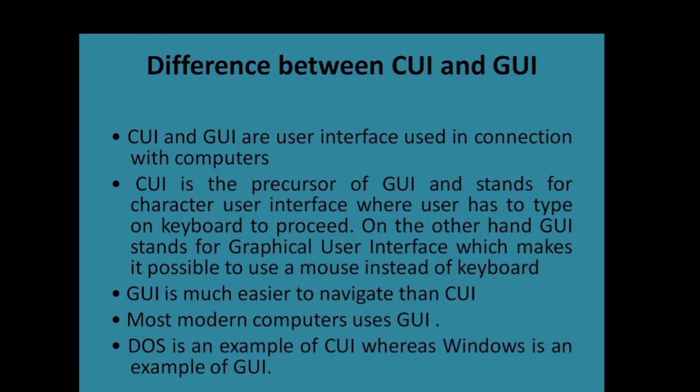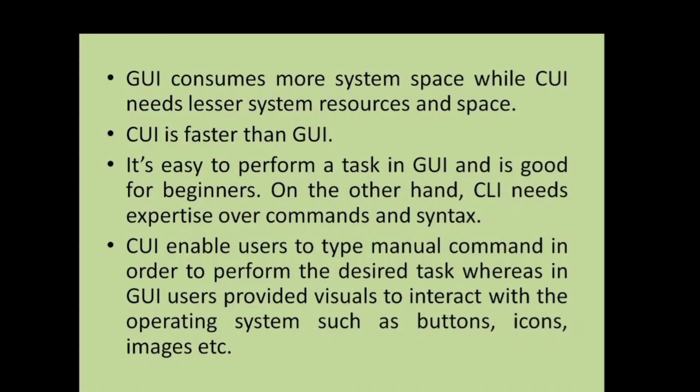Most modern computers use GUI. Nowadays, most of the computers in the modern era use the GUI environment. DOS is an example of CUI, whereas Windows is an example of GUI. Disk Operating System is the example of CUI. It has the black prompt screen, whereas Windows is an example of GUI, that is the graphical user interface.